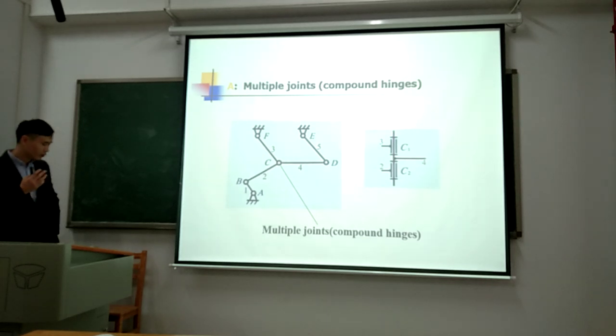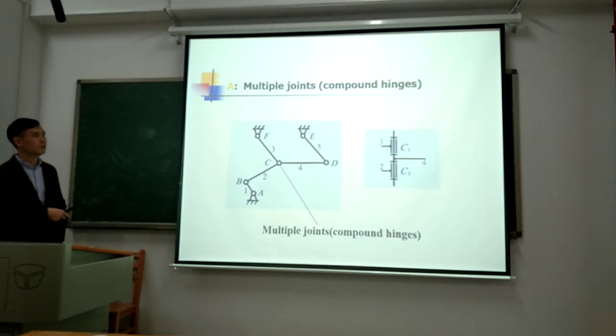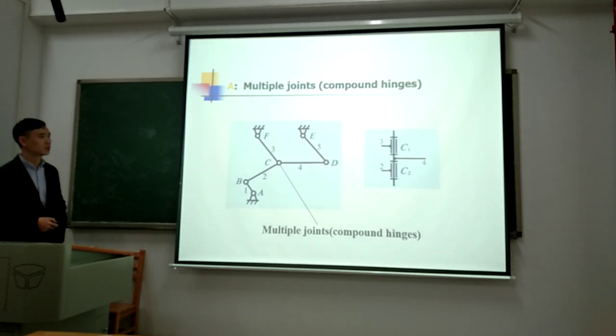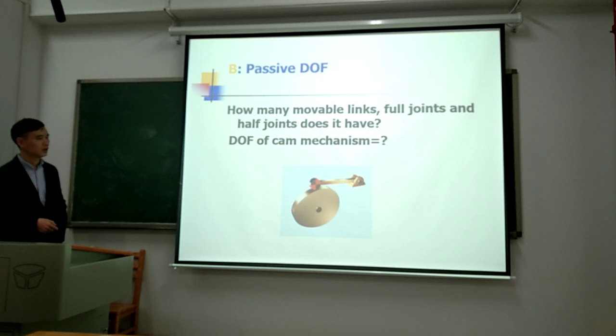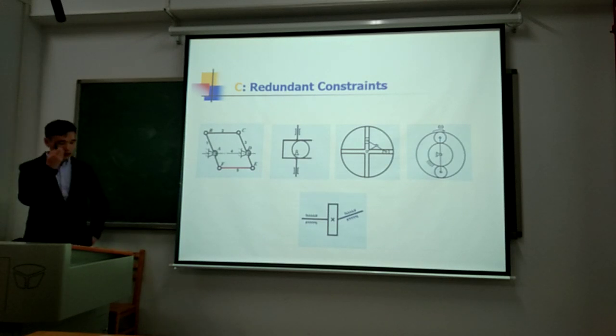In fact, to have two revolute joints, at least we should have four links, since a revolute joint is composed of two links. But in this one, it's only three links and two revolute joints. Did we calculate the degree of freedom of this mechanism? Last class we finished that, and here we also finished.